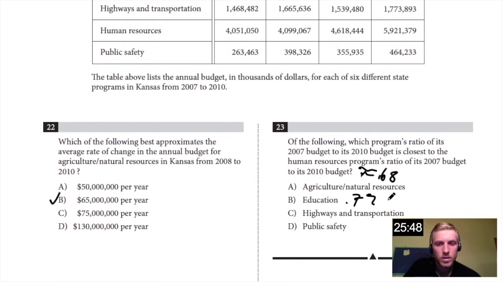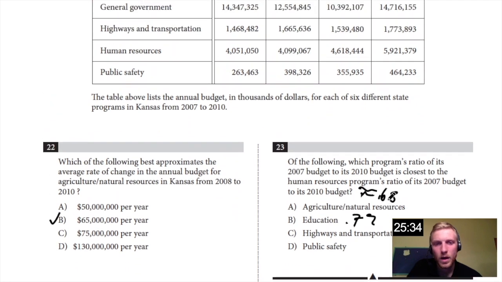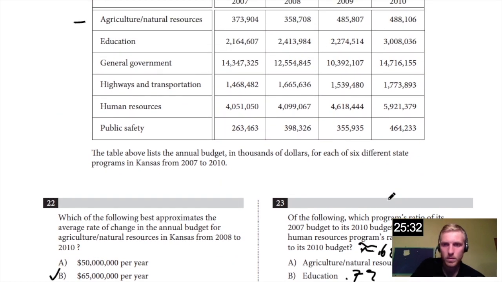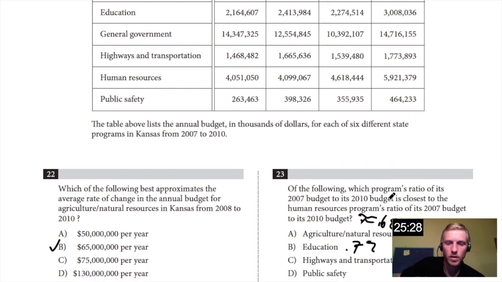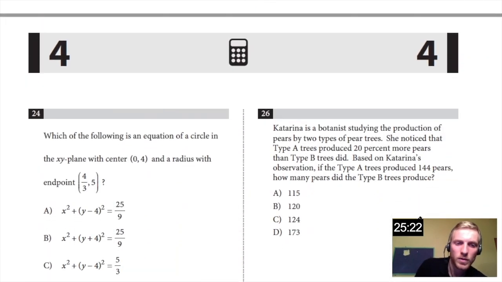23. Let's see. Highway and transportation. 1468 divided by 773. It's going to be too large. Yes, it is. 0.82. And public safety, that I can tell is going to be too small. So education, 0.72 is going to be the closest. All right, good. Let's move along.